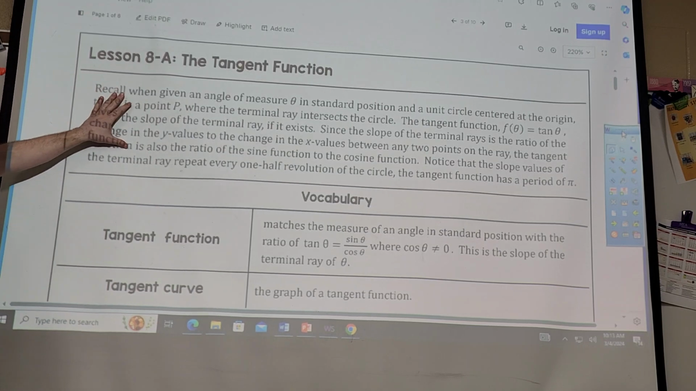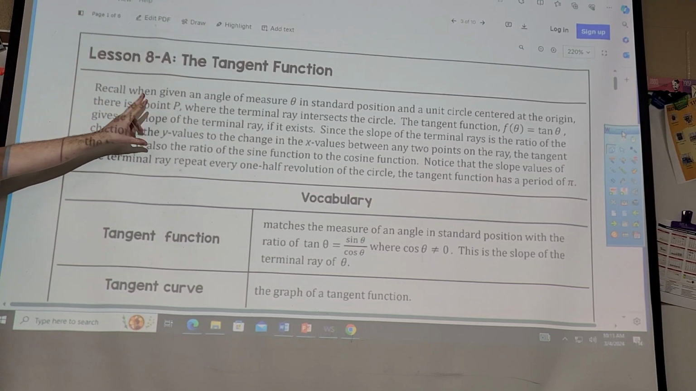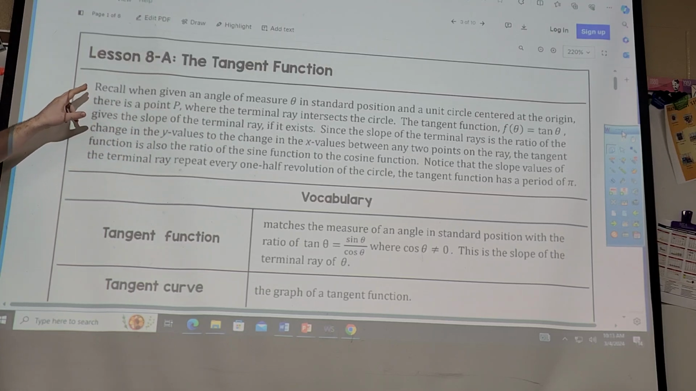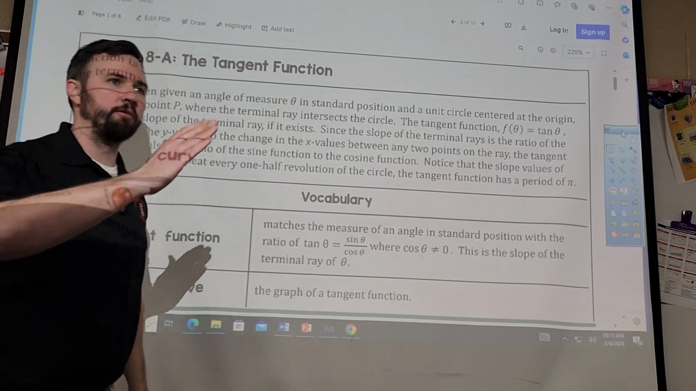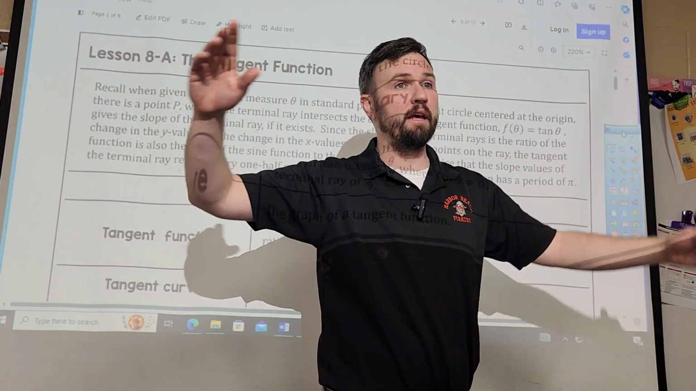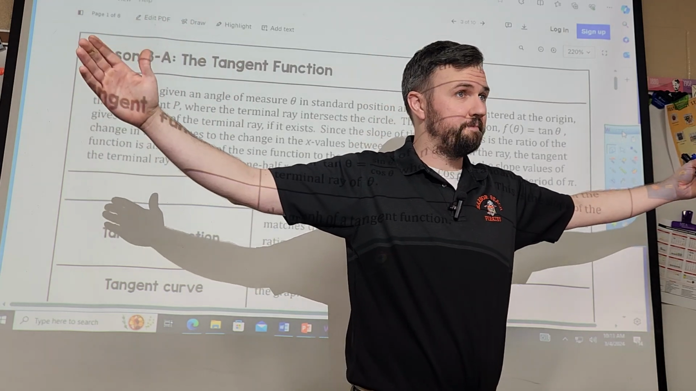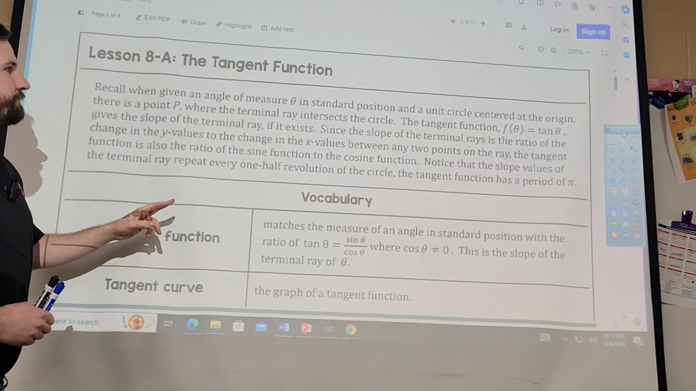So, something we need to remember about tangent. Graphing this is going to be vastly different in two aspects. What was true about cosine and sine when I graphed it on my domain? It was continuous, and my domain was all real numbers, right? So that's going to be different than tangent.